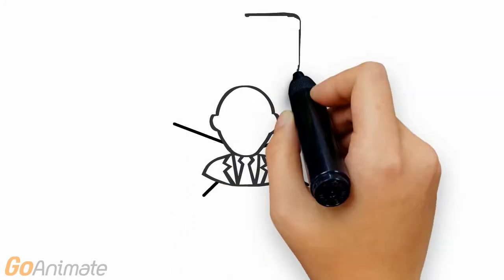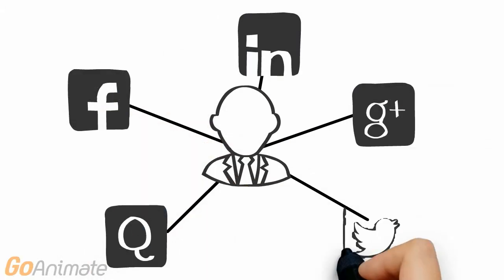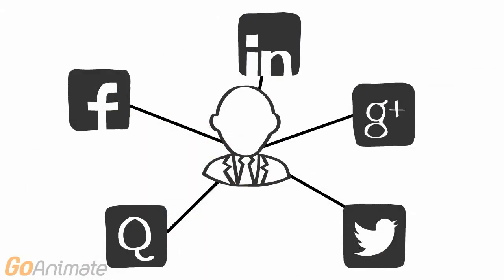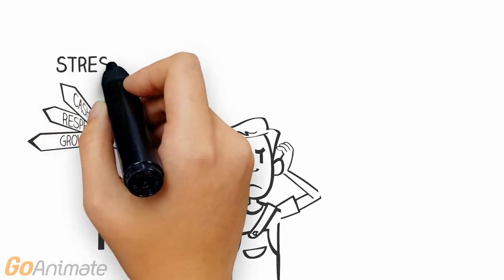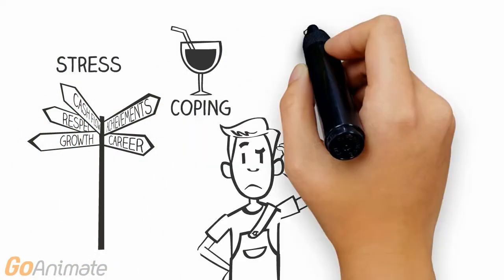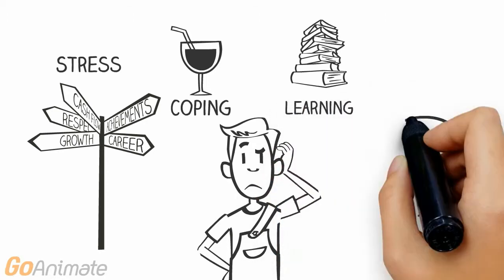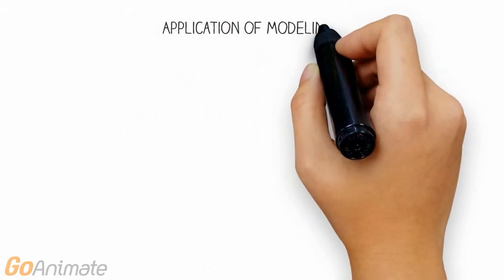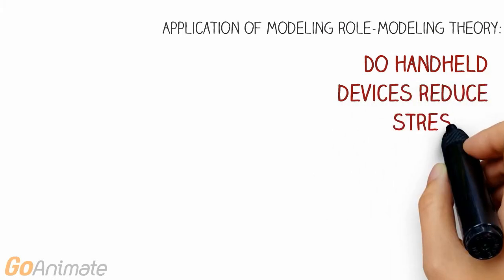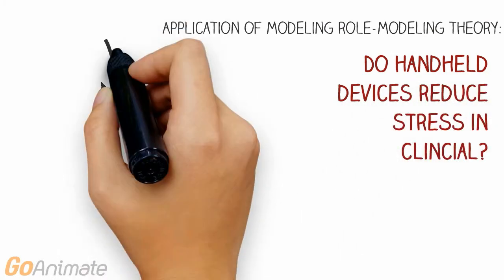A student is just another type of client with their own self-knowledge and worldview. They will have different ways they cope with stress, they will have different ways they learn, and they are adult learners with different perceptions of what is important. So what if we applied this theory to how an intervention, like a handheld device, could help a student adapt to the stress they experience in clinical?